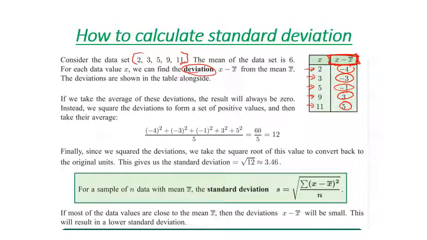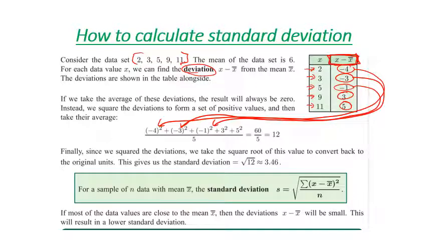Now what we need to do in order to work out standard deviation is take that value and square it, and then add up our sums. So we take all of those values, square them all, and add them all up. When we've added them up, it gives us a total of 60. We divide by 5, because that's the amount of numbers that we had. We had a set of 5 data. That gives us an answer of 12.